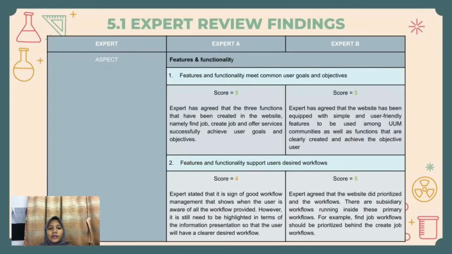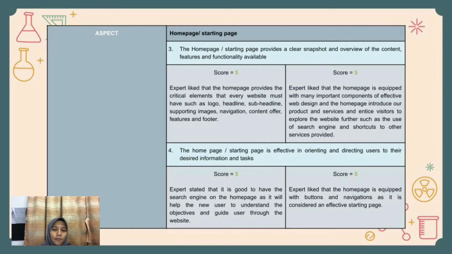We will go first with the expert review method. So for the first aspect, we have features and functionality. The first question, features and functionality meet common user goals and objectives. The score from the two experts is 5, which means excellent. Question number 2, features and functionality support users' desired workflows. The score from expert A is 4, stating that the flaw is in the information presented, and from expert B, the score is 5.